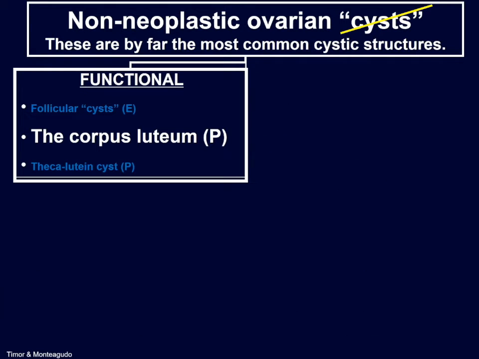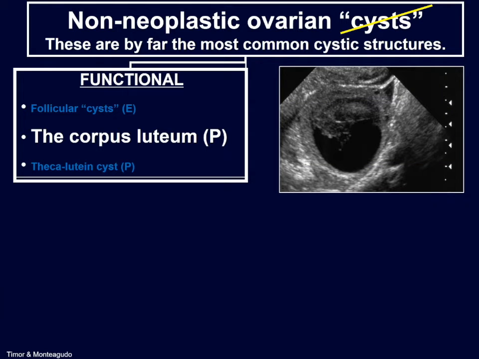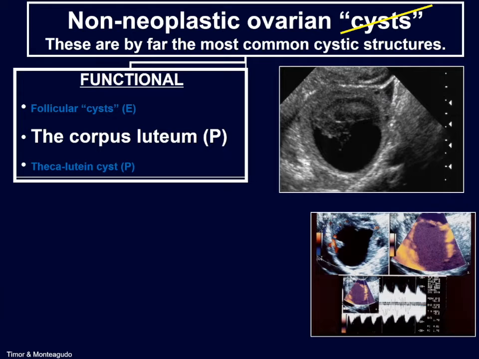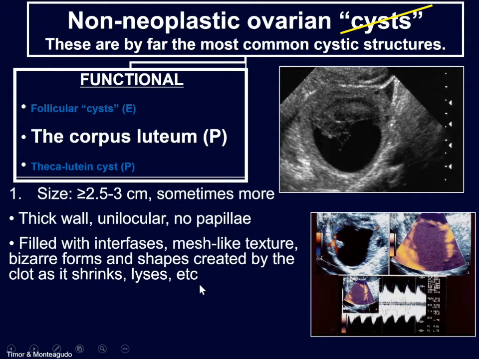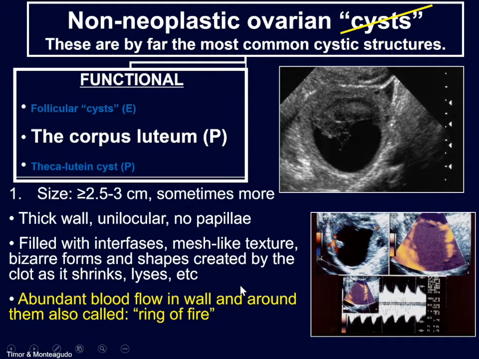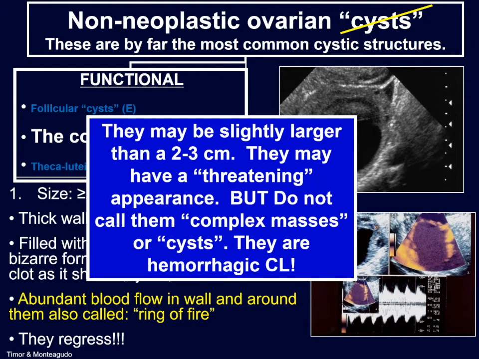The corpus luteum is a very important structure in the female pelvis in the reproductive years. You can see them with grayscale or color, as you see in the 2 pictures. They grow up to about 3 centimeters, sometimes more. They have a thick wall, are unilocular, and do not have papillae. However, they are filled with interfaces, mesh-like texture, bizarre forms and shapes created by the clot as it shrinks and lyses. There is abundant blood flow in the wall and around them, also called the ring of fire. They regress. They don't need any kind of treatment. They may be slightly larger than 2 or 3 centimeters, and they may have a threatening appearance, but do not call them complex masses or cysts, because they are hemorrhagic corpora lutea.